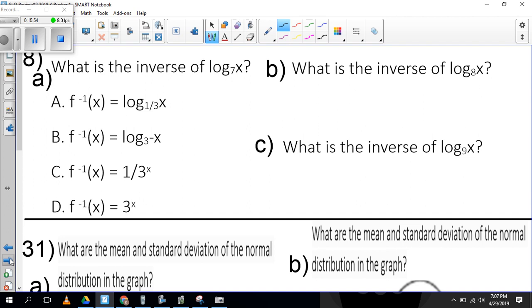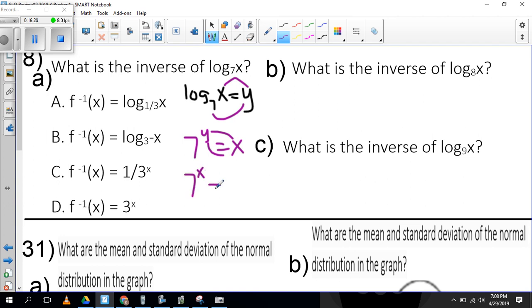It says, what is the inverse of log 7x? So remember, when we do this, this is really easy. We do log 7x equals y. And then we do our loopy-loop. 7y. And then we loopy-loop over the equals x. Okay? But because it's the inverse, we got to switch it, and that becomes 7x equals y. And so that will be our inverse, basically 7x. It's going to equal y.